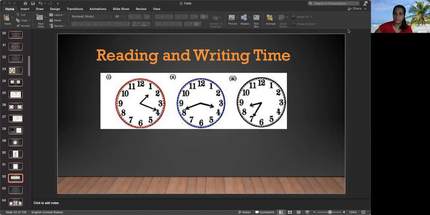I hope you understand what a day is made of, with 24 hours, AM, PM. And then understanding how the minutes are calculated on the clock, as well as drawing the clock accurately, reading and writing time.